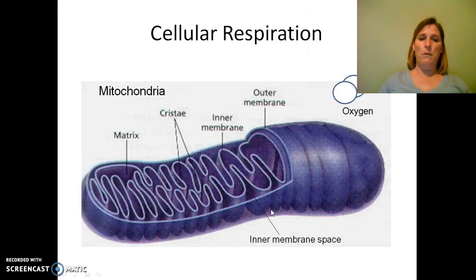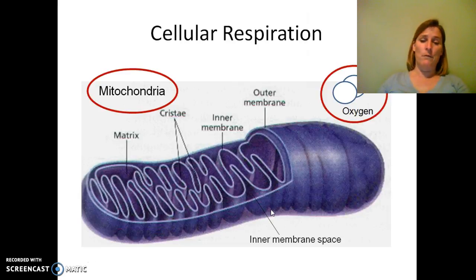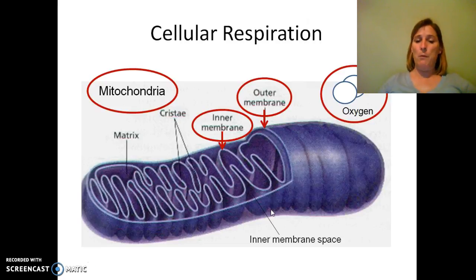Now, I've got this picture of a mitochondria here, and let's look a little bit at the makeup of the mitochondria. We're also going to have oxygen in. We need oxygen for this process, so we're going to have oxygen that's being delivered to our mitochondria. The oxygen is going to come in through the outer membrane. So the outer membrane is noted here. Our inner membrane is here, and it's the membrane that's kind of like a squiggly shape on the inside.